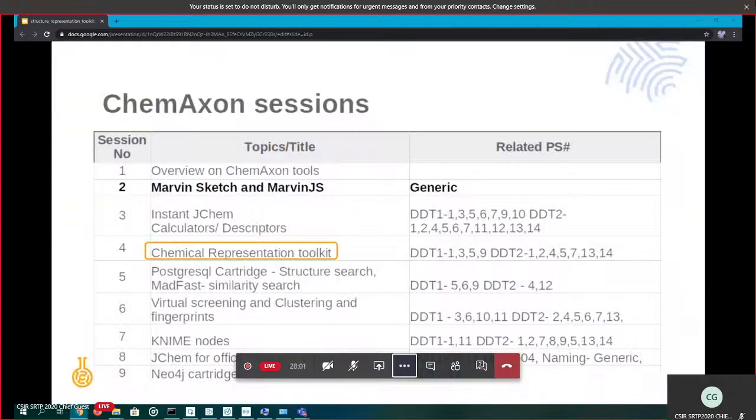So this is the third session of ChemAxon. You can see here a schedule and the related problem statement. So we will be taking this fourth one, which is the chemical representation toolkit, today.